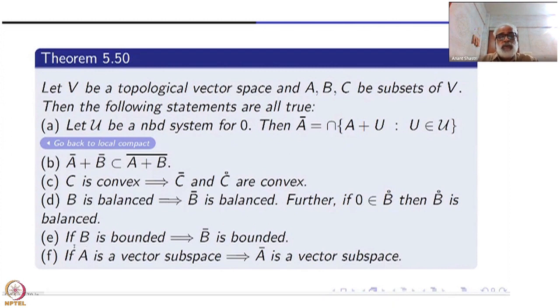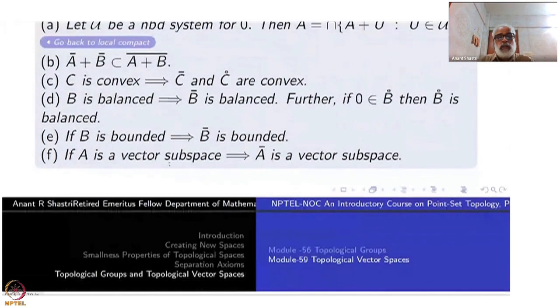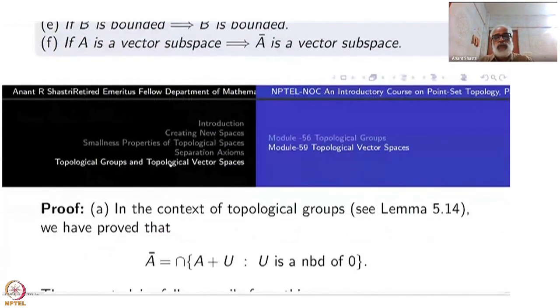The next one is the fifth one. If B is bounded, then B bar is bounded. So I have taken convexity, balancedness, and boundedness. If A is a vector subspace, then its closure is also a vector subspace. So C, D, E, F are new to topological vector spaces, A and B are the old ones only, right? Let me just go through them again.